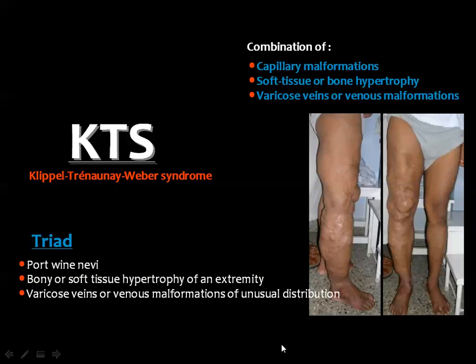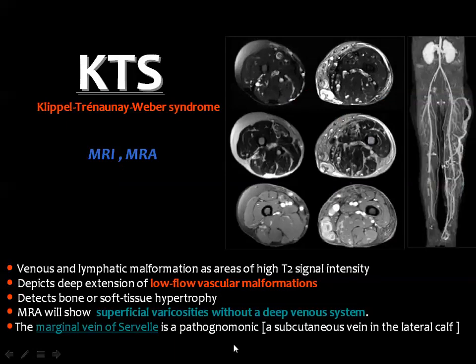Then Klippel-Trenaunay is a triad: port wine nevi, skin pigmentation, bony and soft tissue hypertrophy of an extremity, and varicose veins, venous malformations of unusual distribution. Then if you have imaging, you can see that the limb is considerably enlarged compared to the opposite one, and there are too many vessels which represent venous and lymphatic malformations.